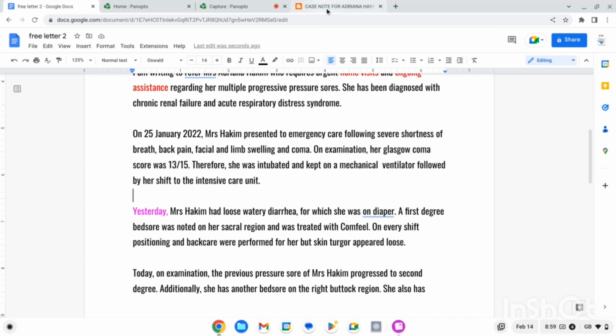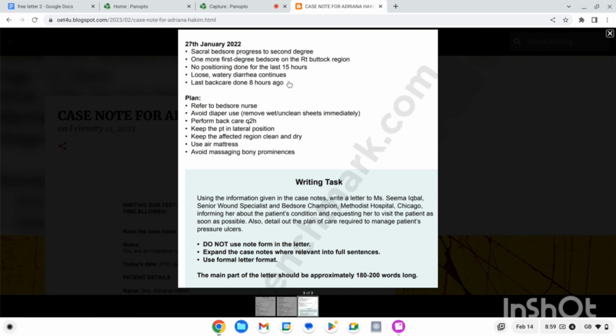Let's see what's in the case note and we'll come back to that. What happened on 26th January? Patient developed loose watery diarrhea, diaper in place, first degree bed sore observed, and Comfeel applied, skin turgor loose, positioning every shift was done, back care every shift. So you can see what was the cause and what we have done on that 26th.